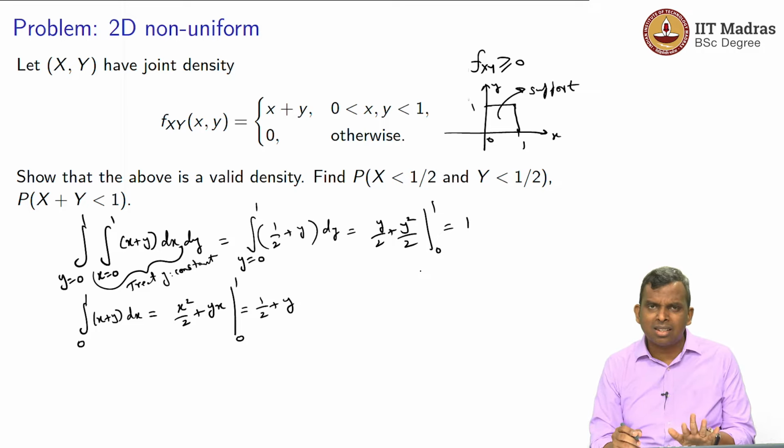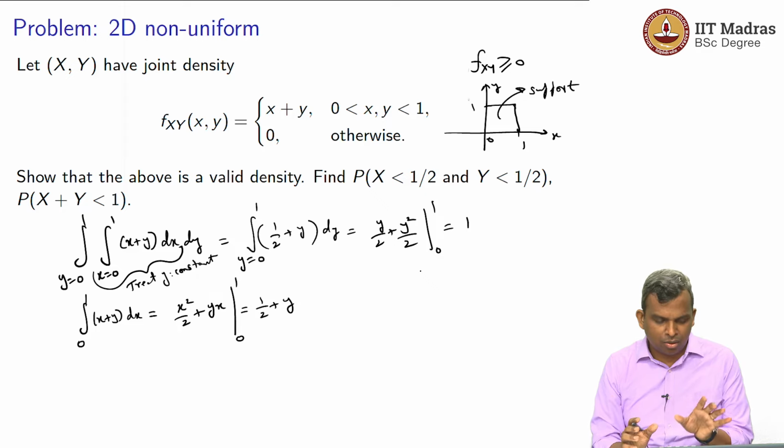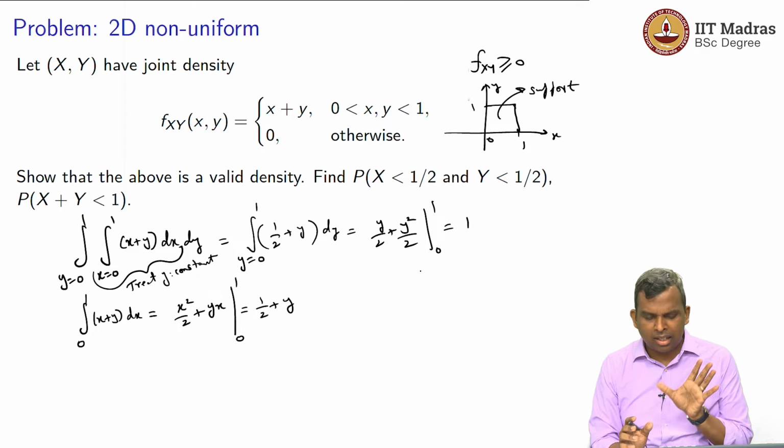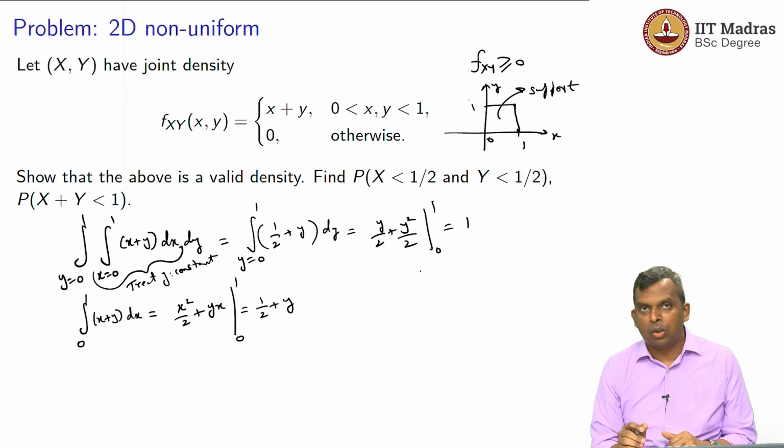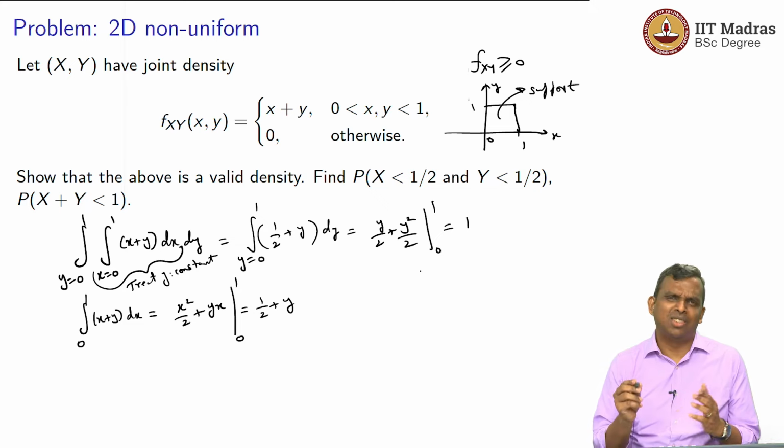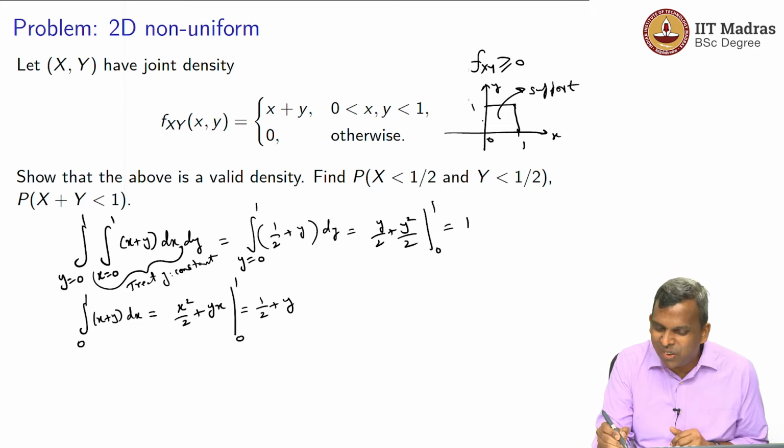Notice there's no major integration involved here. You do the inner integral first, and then you do the outer integral. Just step by step, it will come out quite easily. Hopefully this is not too scary. Now notice the probability here. The first probability asks you to find it for this region, half half.